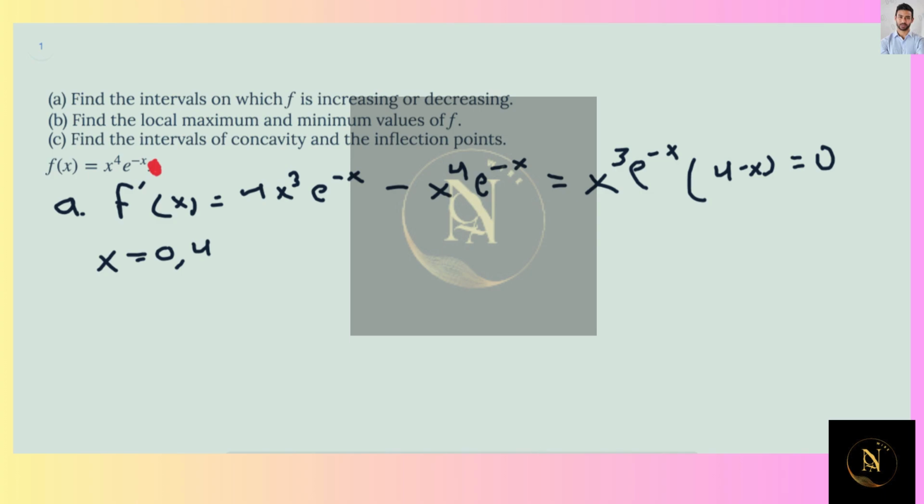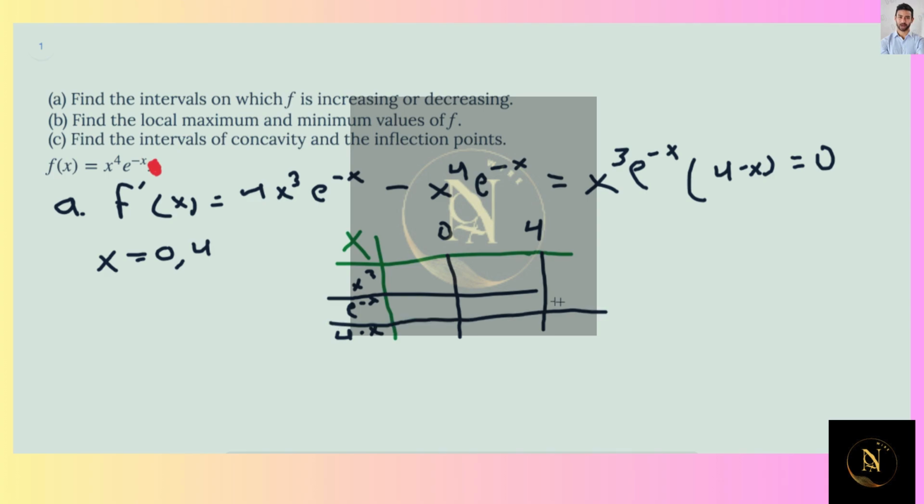So now we are going to create a sign chart to figure out exactly where this is increasing and decreasing. So this is our number line. We're going to put 0 and we're going to put 4. I'm going to include x cubed and e to the negative x and 4 minus x all together. And we're going to evaluate the signs.